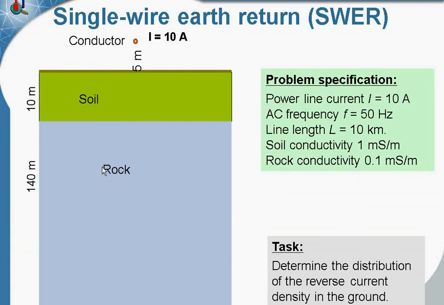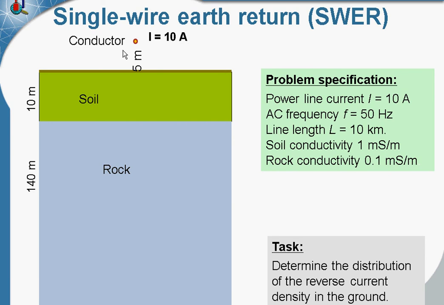Single wire earth return transmission line. This is the most simple of transmission line types. There is only one conductor carrying AC current, and the return current flows in the earth. Our task is to calculate current distribution in the earth and the voltage drop in the conductor. And also we will calculate the inductance of the transmission line.